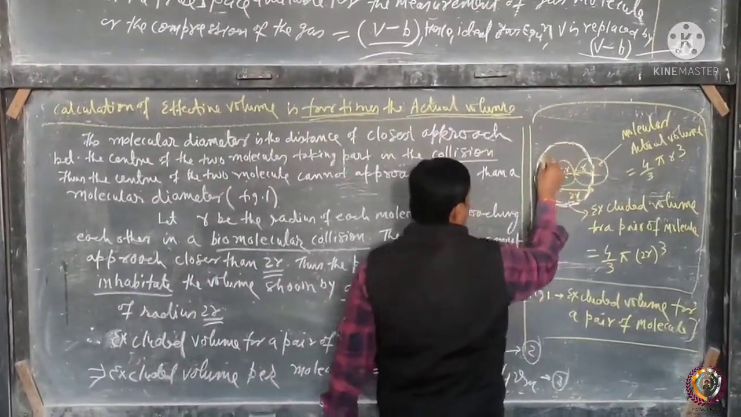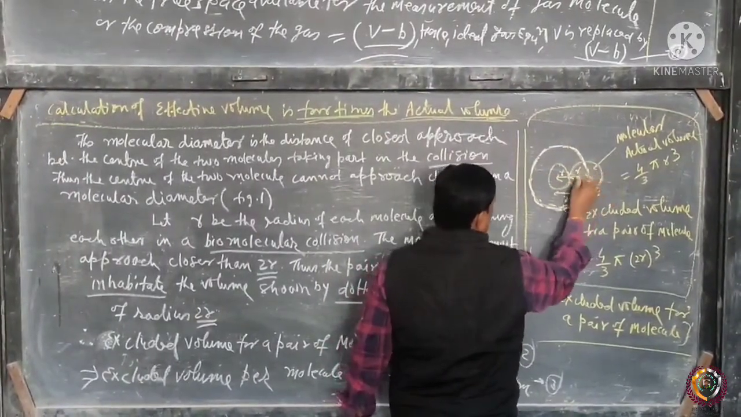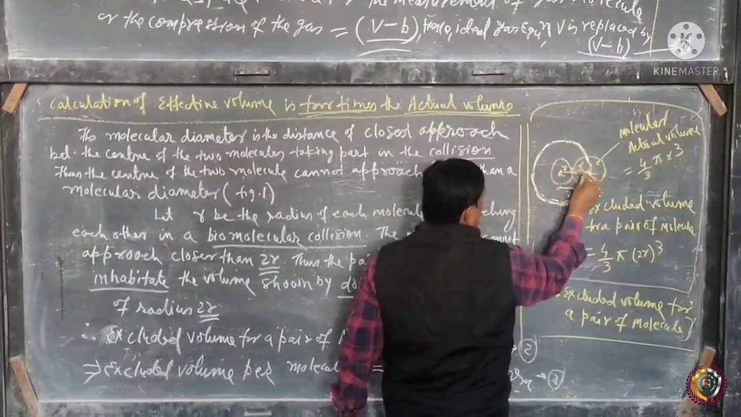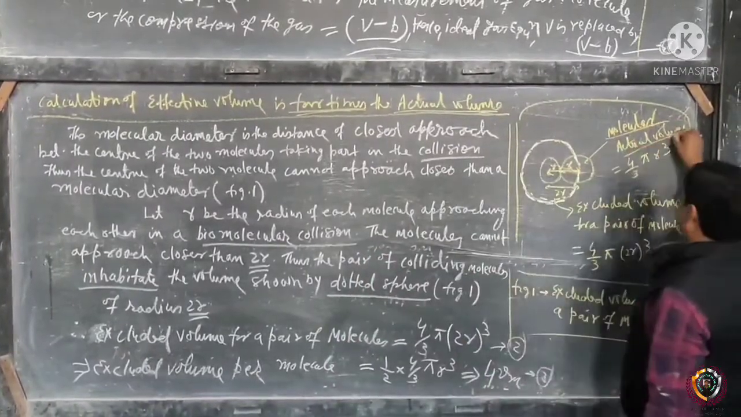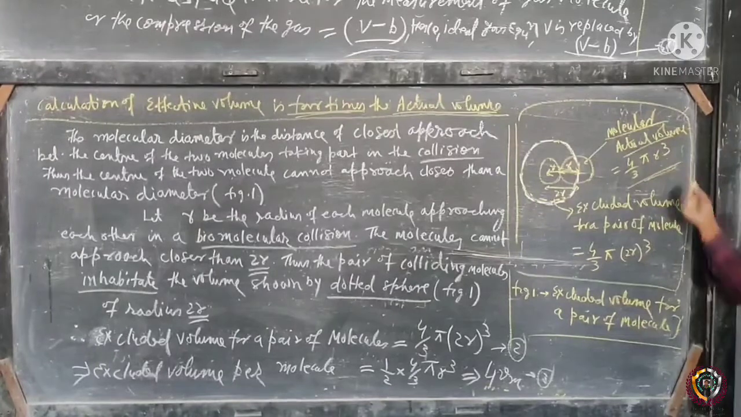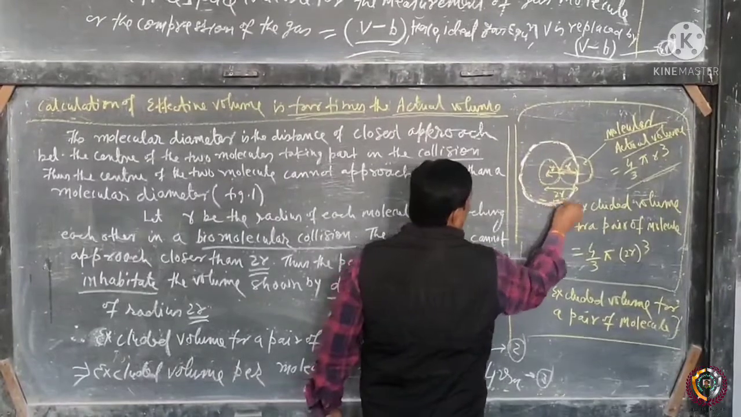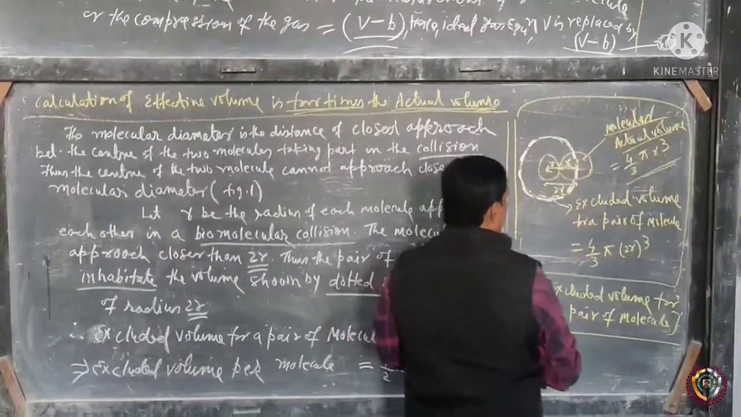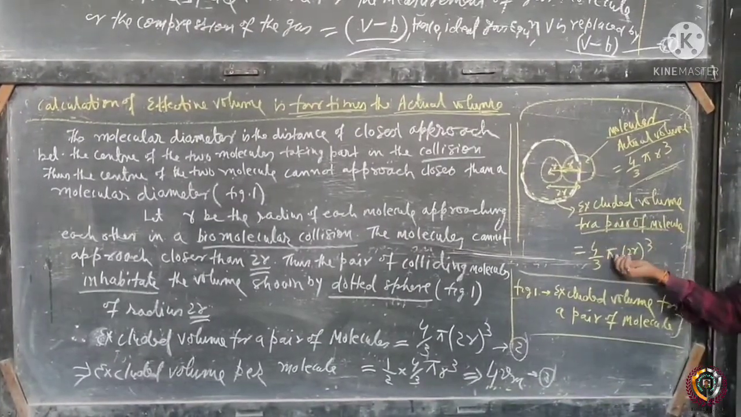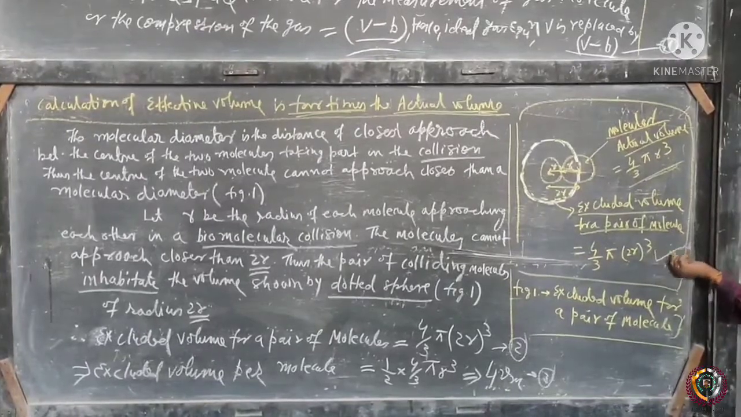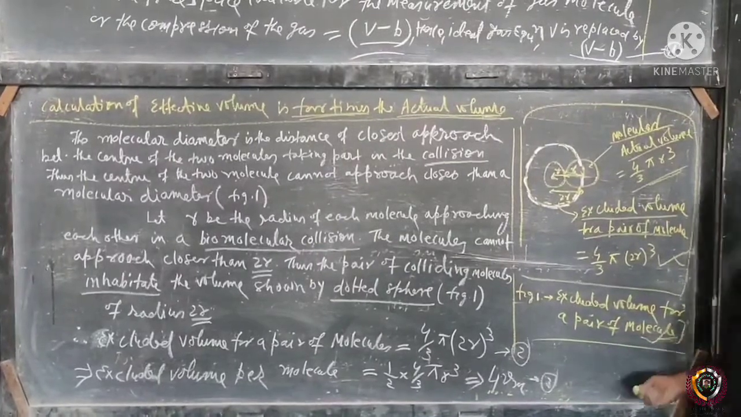Now, the calculation of effective volume as 4 times the actual volume. Here we have drawn a picture: this is one circle, this is another circle, and the distance between these points is r, and this is the radius. The molecular actual volume is equal to 4 by 3 pi r cube, and the dotted sphere denotes the excluded volume. The excluded volume for a pair of molecules is equal to 4 by 3 pi (2r) whole cube. This is figure 1, the excluded volume for a pair of molecules.